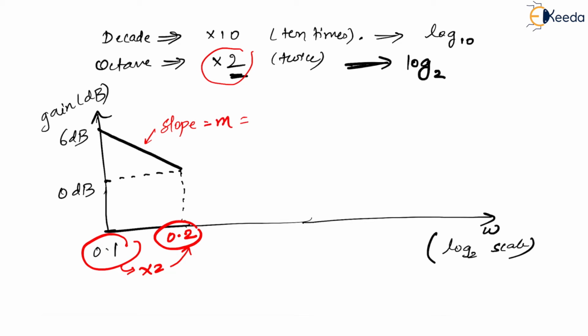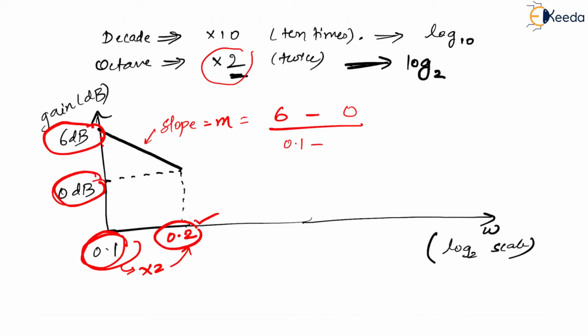What is the slope? Slope is nothing but m, which is equal to what? y2 minus y1 upon x2 minus x1. So you get this 6 dB minus 0 dB, which is nothing but this 6, right? Minus 0 divided by, what is there? This 6 dB is when omega equal to 0.1, minus, when is this 0 dB? When omega is 0.2.